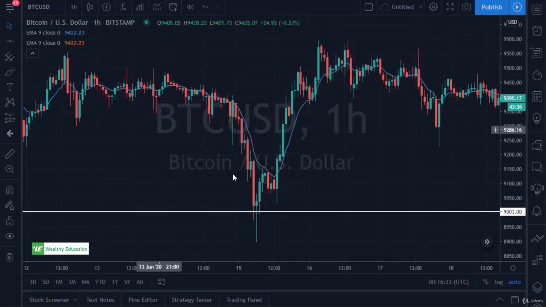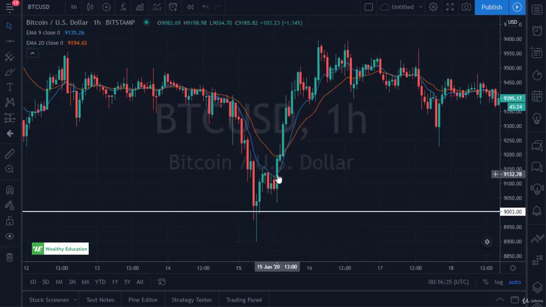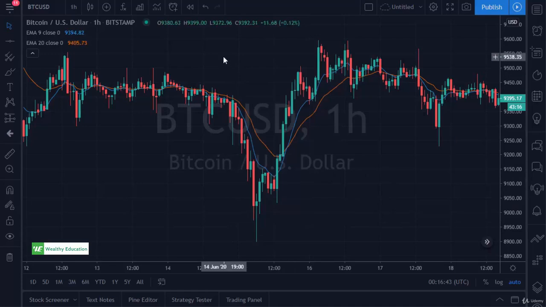Let's get rid of this. Okay. So hourly chart, 9 and 20, what we like to use. Notice how the 9 is supporting right in the middle, and we crossed right here as we were breaking. That was another signal as well. So we could do that.